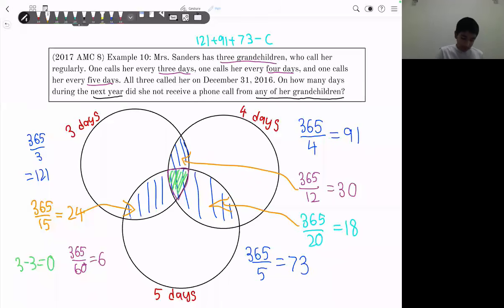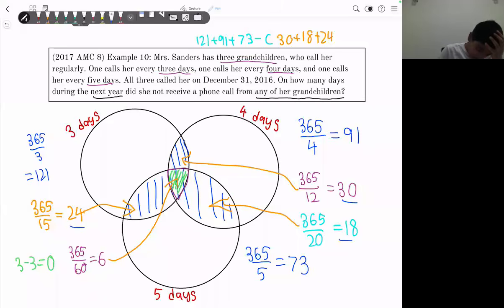So these are the regions, and we must find the total. And again, this last thing over here is going to be right here. Our final answer is just going to be 365, 121, plus 91, plus 73. And then we subtract off 30, plus 18, plus 24. These are the totals over here, here, and here.